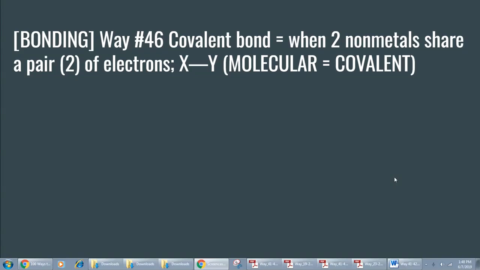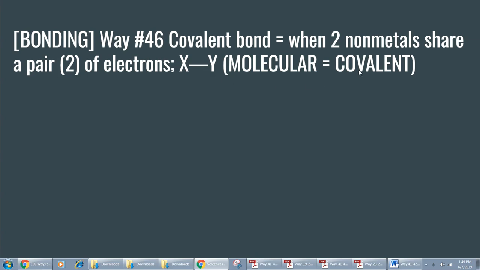The next major bond that we'll talk about in wave 46 is called a covalent bond. A covalent bond is when you have two or more nonmetals sharing a pair of electrons. We indicate a covalent bond with a single line between the two symboled elements. X and Y in this case are variables.